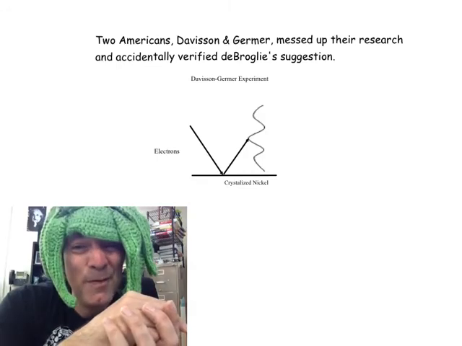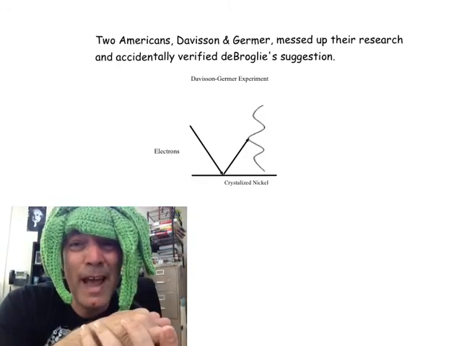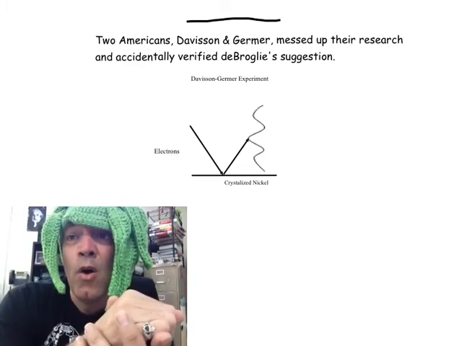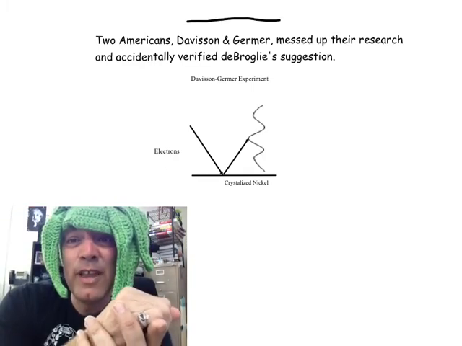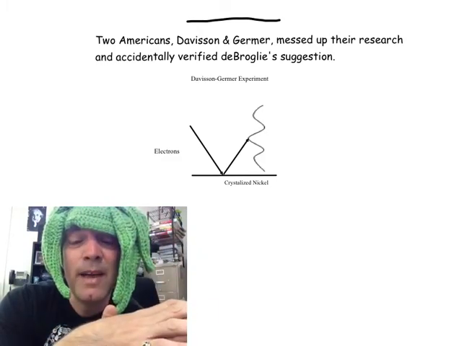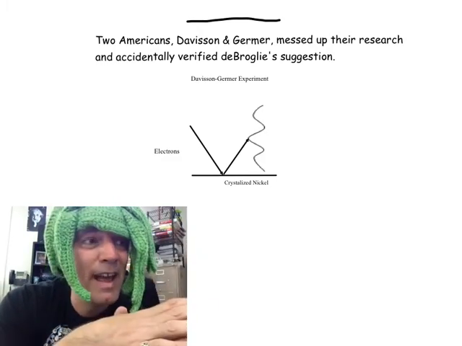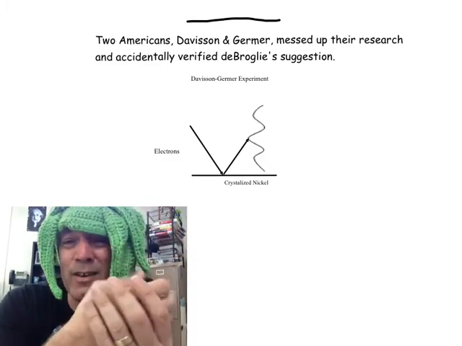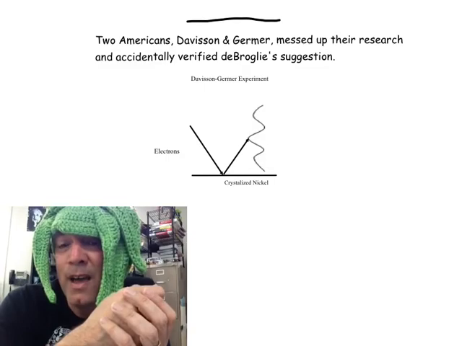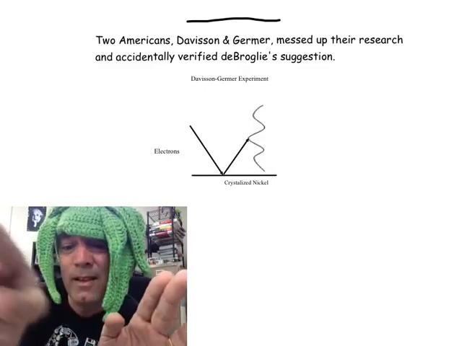Now, the people that proved this proved it accidentally. Two people, Davisson and Germer, had some research where they were testing nickel. They had some nickel sitting around, and somebody accidentally spilled some acid, or I don't remember exactly what they spilled on it, but it etched away at the nickel a little bit, and it left little bumps on it.